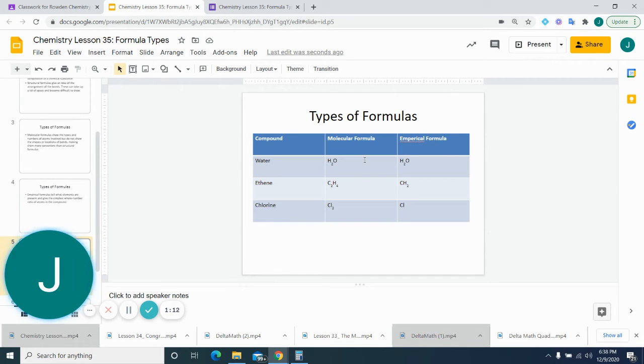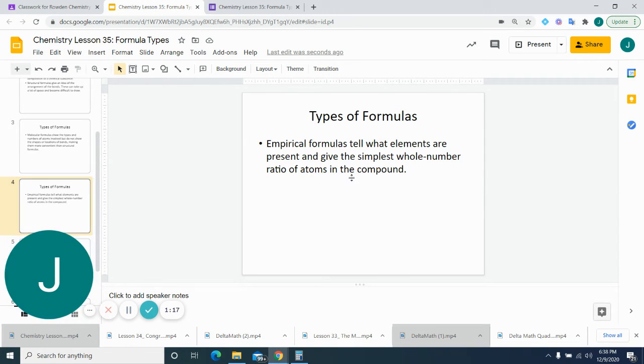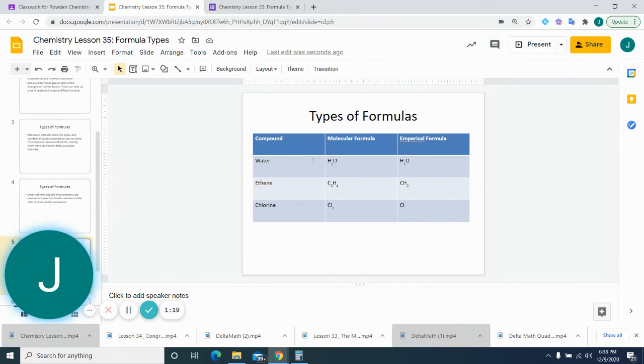Look at this example. Water. The molecular formula is H2O. Because you have 2 H's, 1 O, you cannot reduce that any further, so it has the same empirical formula.